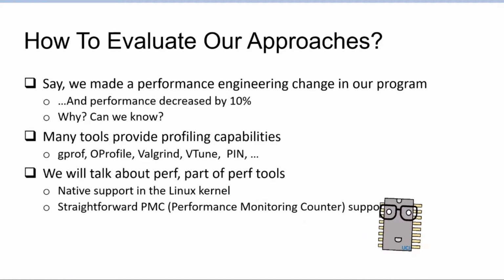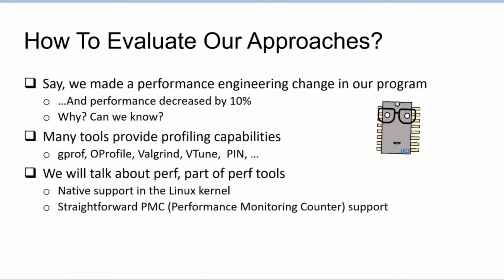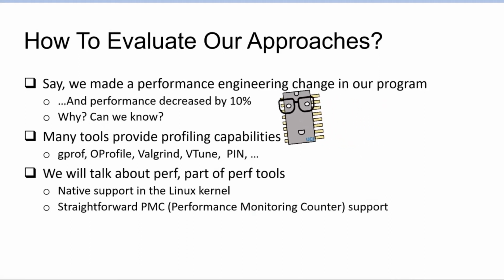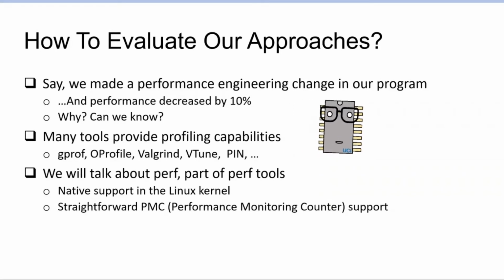So, how do we evaluate the engineering approaches that we've made so far? Say we made a performance engineering change in our program, we tried to do something better with caches or something else, and despite our best efforts, performance decreased by 10%. It takes 2 seconds longer than before to finish the program. The question then becomes, why did this happen? Can we know why? How do we get rid of this problem? And that's where profiling comes in.